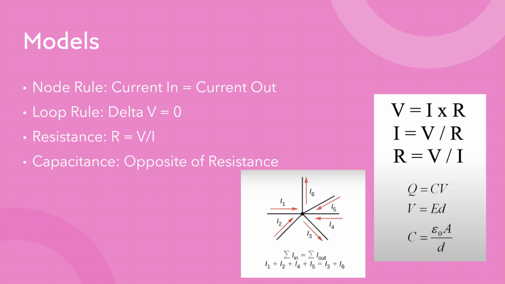All right, so we have four main models for this experiment. First we have the node rule, which basically means the current going into a circuit must equal the current going out. And then we also have the loop rule, which is that the potential difference equals 0 after the loop of a circuit. Resistance is defined as R equals the voltage divided by the current. You can also rearrange this by saying voltage equals current times resistance. And capacitance is the opposite of resistance. So when you're trying to calculate resistance, capacitance is going to be the inverse of that when you're doing summations.